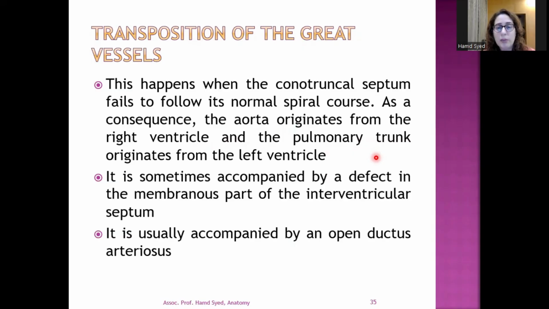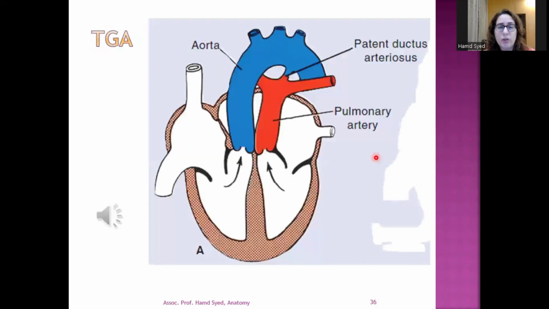But it is usually accompanied by an open ductus arteriosus. So here you can see the aorta is emerging from the right ventricle, the pulmonary artery from the left ventricle. So this has been reversed. And also there is a patent ductus arteriosus, the channel that is the communication in fetal life between the aorta and the pulmonary trunk, which is supposed to close after birth, is still open. So that's the patent ductus arteriosus. And this is known as transposition of great arteries.